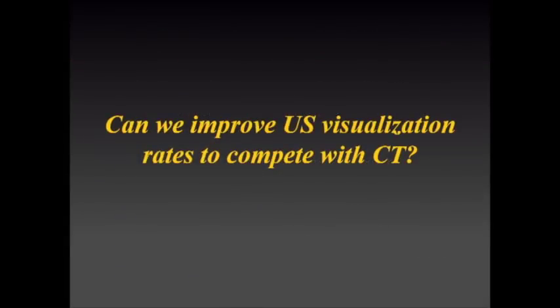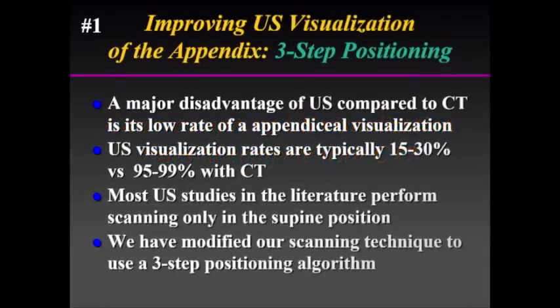The first thing we have to come to grips with is the major limitation of ultrasound compared to CT, and that is our low rate of visualization of the appendix. You know, it's rare for us with the CT not to visualize the appendix, but it's all too commonplace with sonography. And visualization rates, at least in North America, have traditionally been in the 25 to 30% range. And that's really too low to have an impact because, remember, we can't diagnose what we can't see.